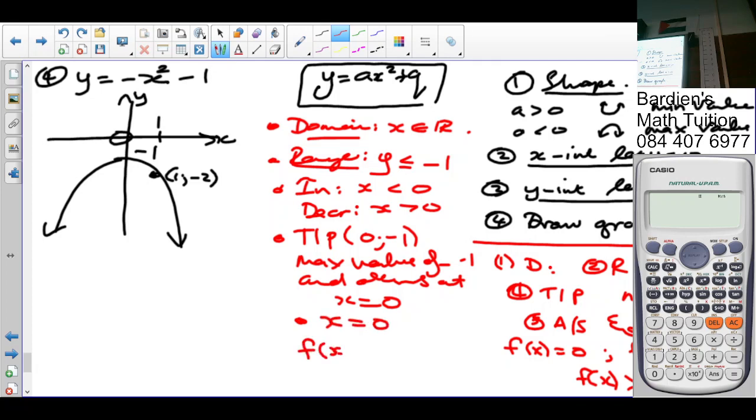Where is f of x equal to 0? See, is any part of this graph going through the x-axis or the y is equal to 0 line? No. So what do I write? No solution.